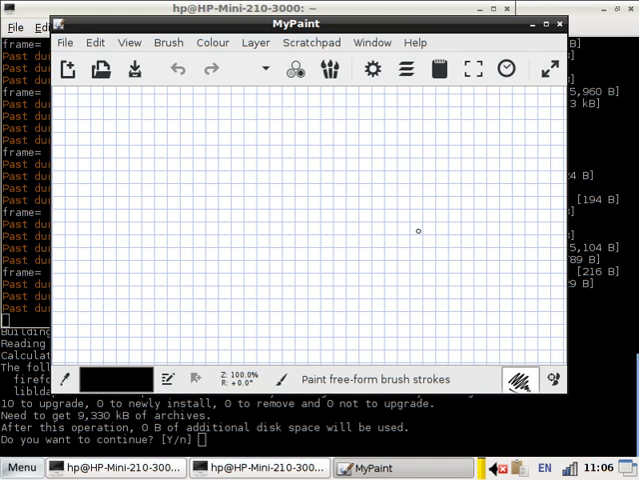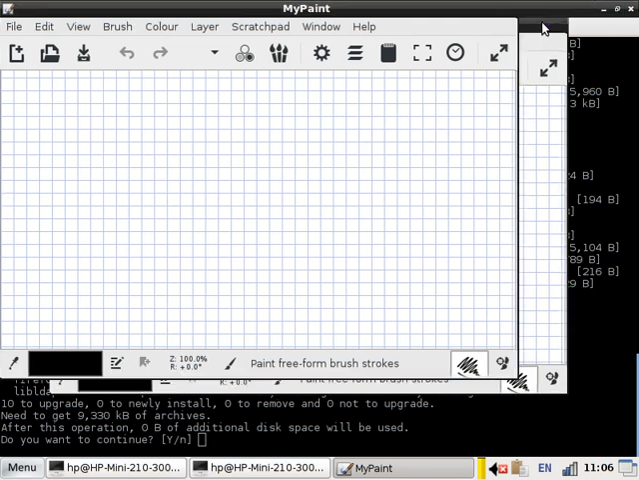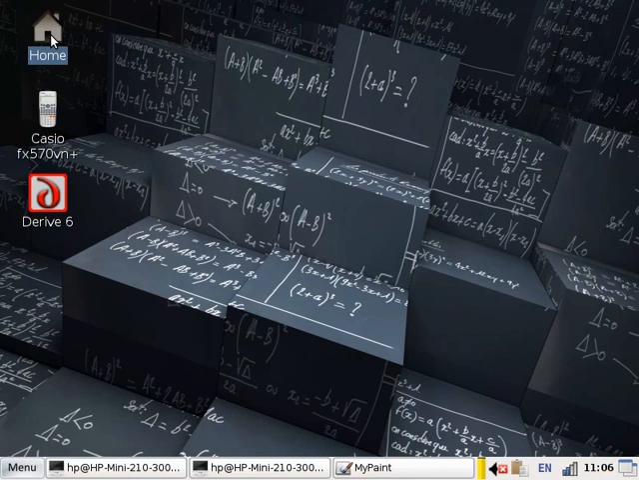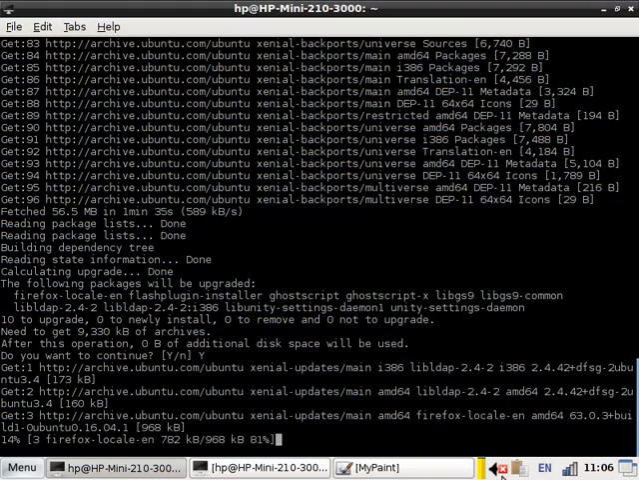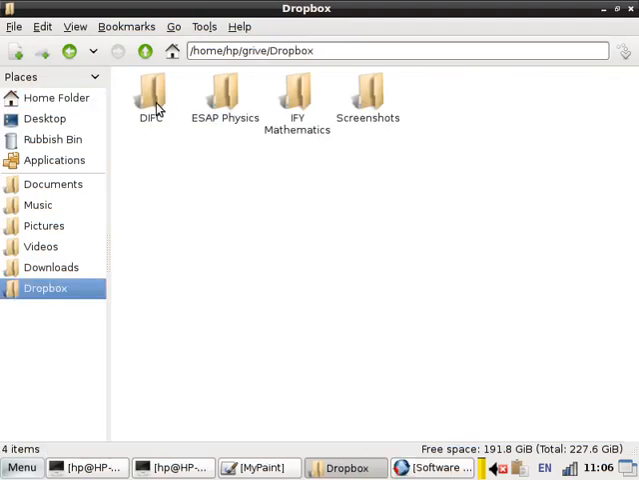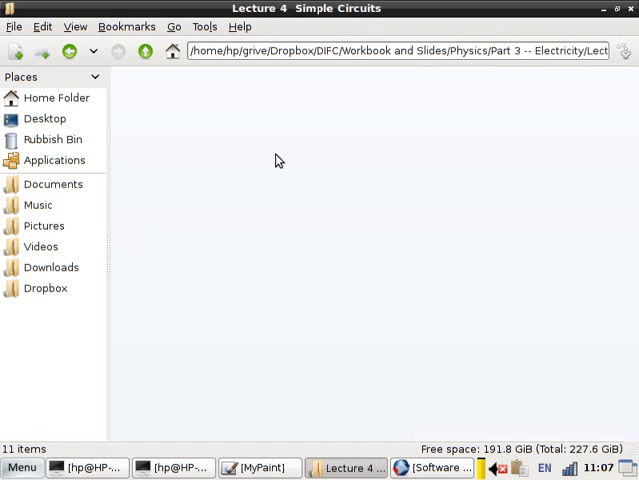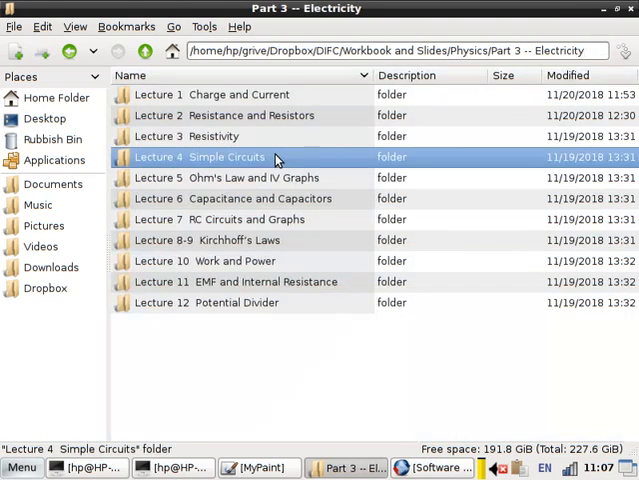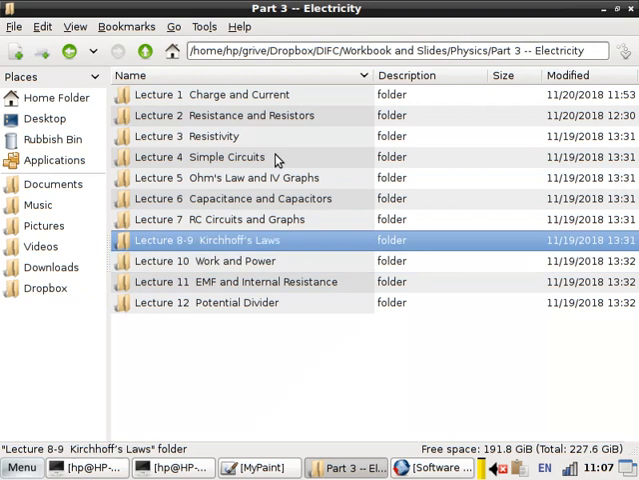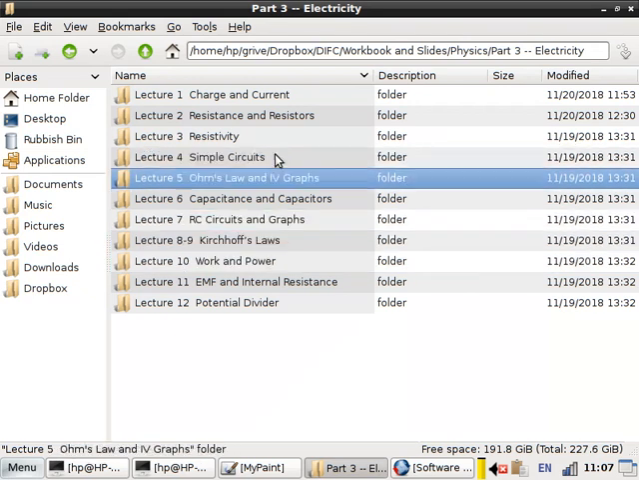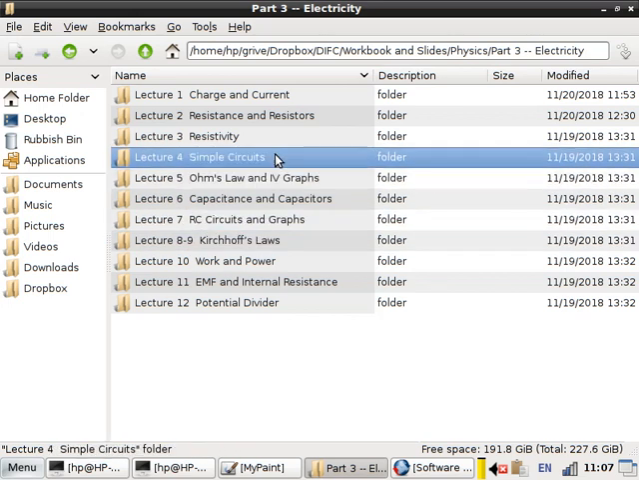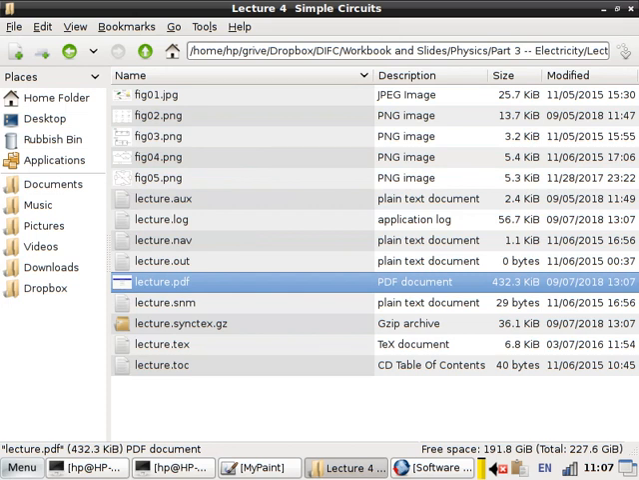Let's continue. So last time we were doing, let me remember, current in charge, was it? Resistivity, wasn't it? Yeah. Okay. So let's see what is coming up next. Dropbox, DIFC, workbook, physics, electricity, and simple circuits. Nice. How many classes do we have? Six, isn't it, this week? 6 hours, yeah? Oh, that's a double. Yeah, okay, fine. No, good, we're on track, everything is good.